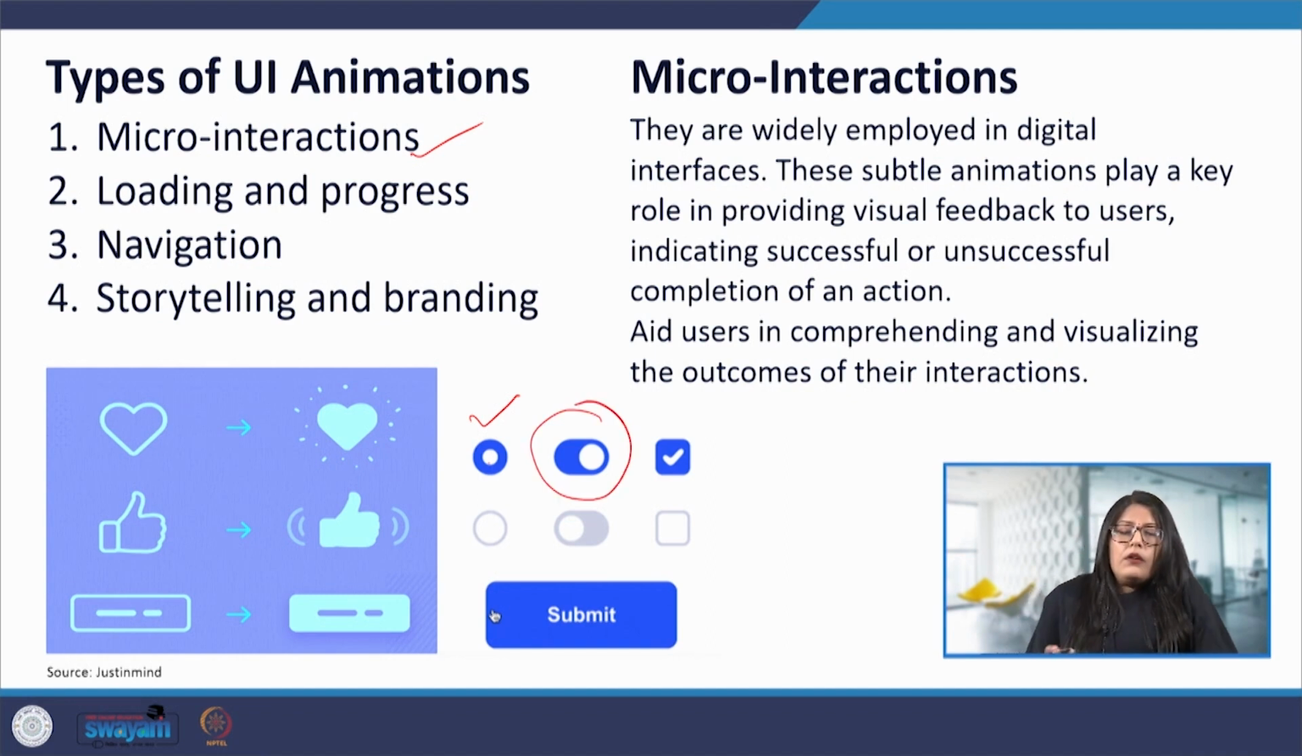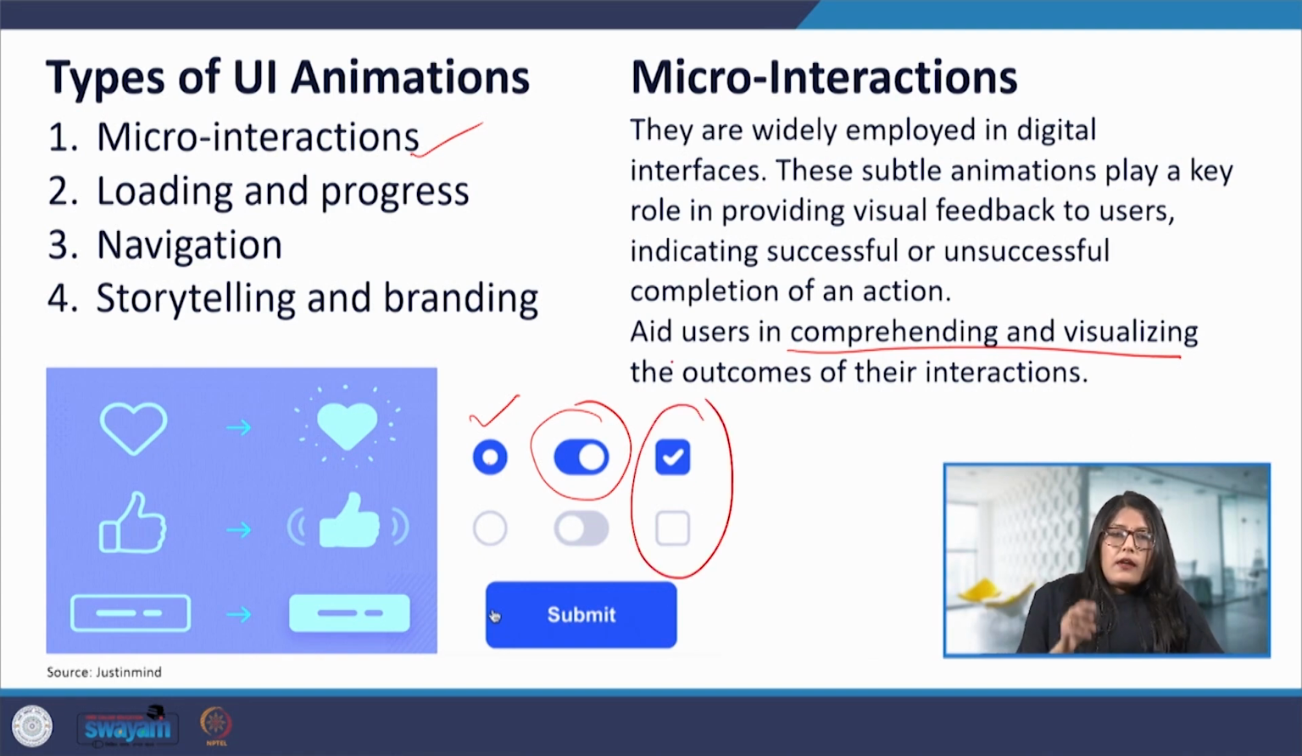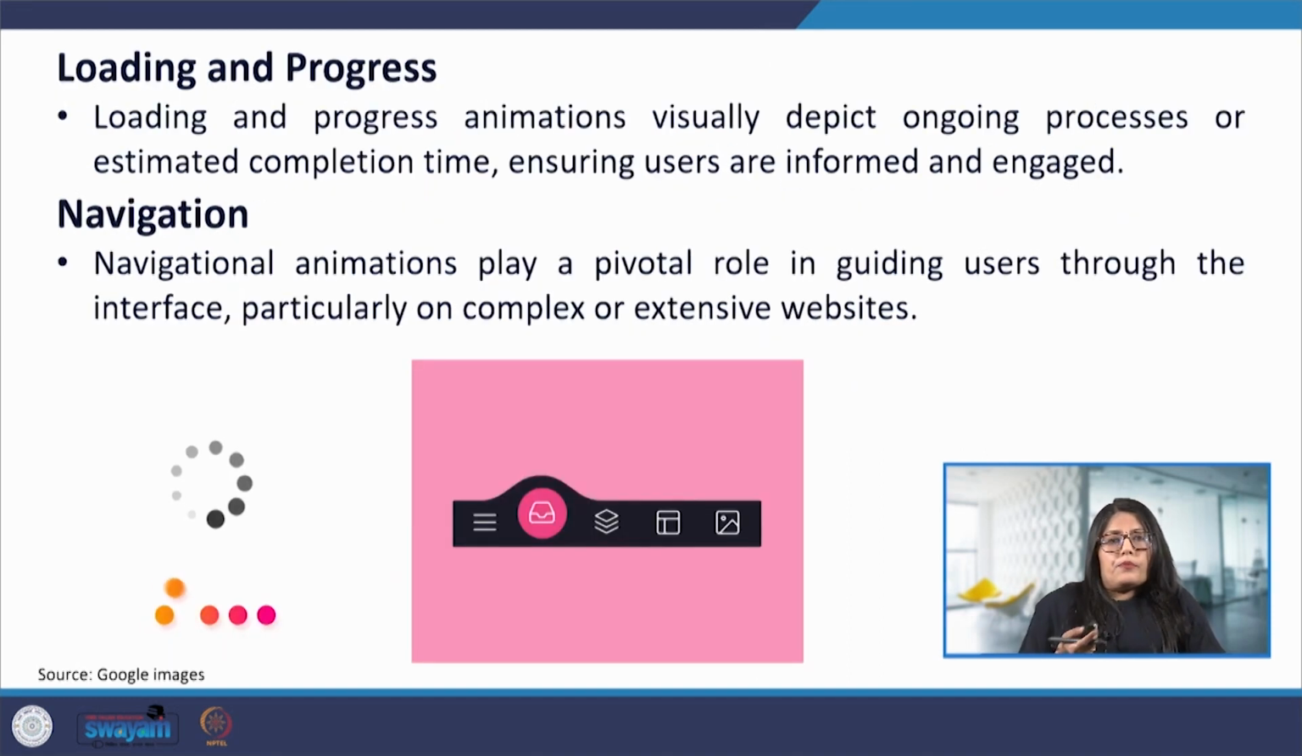So, they provide visual feedback to the user and they inform whether the action that the user took was successful or unsuccessful. And users are also helped in comprehending and visualizing the outcomes of their interactions. So, if a button says on, so now we know that once it has moved to a green state, it is on. So, that means the interface is ready for further exploration. Similarly, for example, here ticking of the box shows that this choice has been recorded by the system.